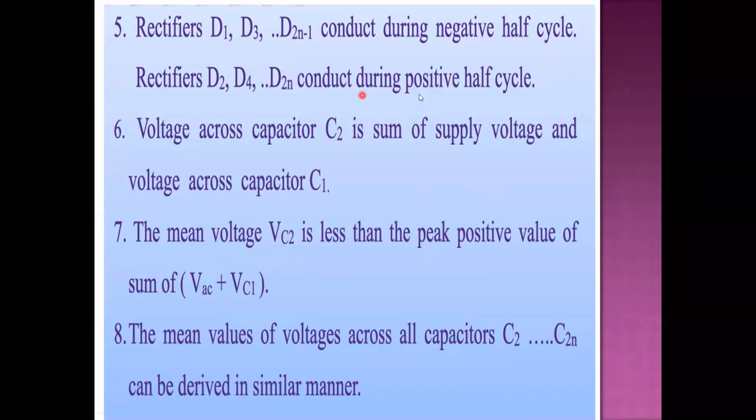Understood. The voltage across the capacitor C2 is the sum of the supply voltage and the voltage across the capacitor C1. You know well. The mean voltage VC2 is less than the peak positive value of the sum of VAC plus VC1. And the mean values of voltage across all capacitors C2 to C2n can be derived. So like this. It's clear.